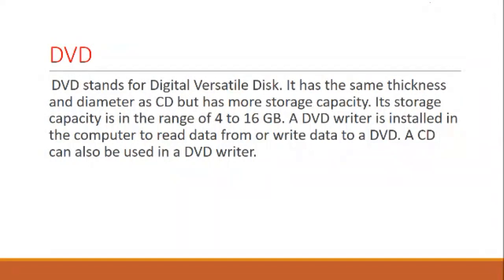So, these are the storage devices that we discussed. Hard disk, these are the storage devices, which have the ability to store data. Hard disk means storage capacity of hundreds of gigabytes. CD storage capacity is up to 700 megabytes, and DVD storage capacity lies between 4 to 16 GB.